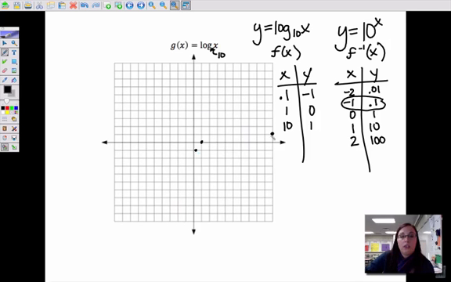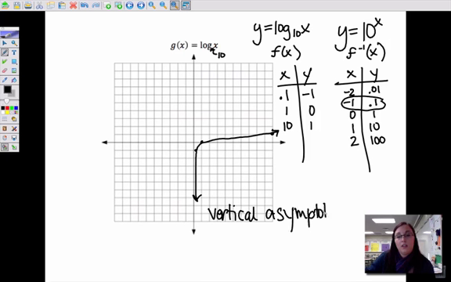So here it is. And actually what's going to happen here is it's going to get larger and larger on the left-hand side here, and it's going to approach a vertical asymptote this time, which is the y-axis. So that's the equation x equals 0.